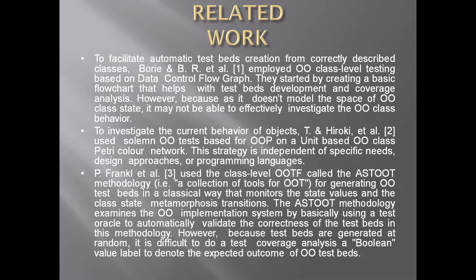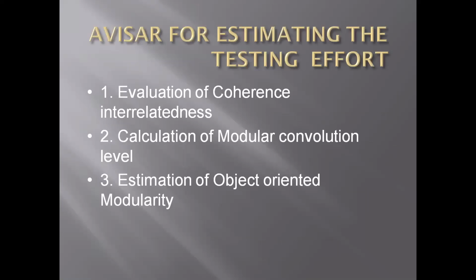The ASTOT methodology examines the OO implementation system by basically using a test oracle to automatically validate the correctness of the test beds in this methodology. However, because test beds are generated at random, it is difficult to do a test coverage analysis, with a Boolean value label to denote the expected outcome of OO test beds.